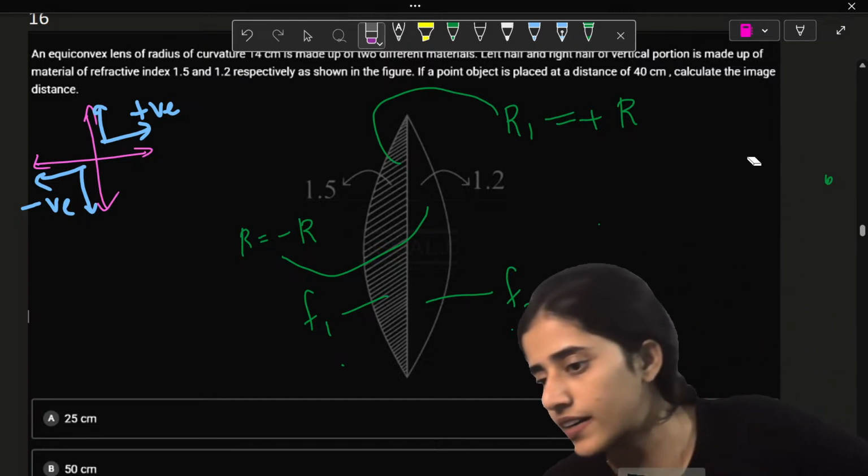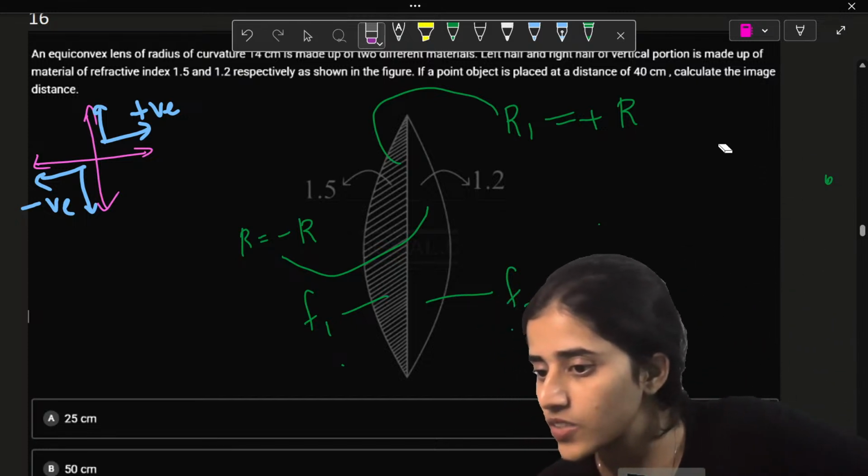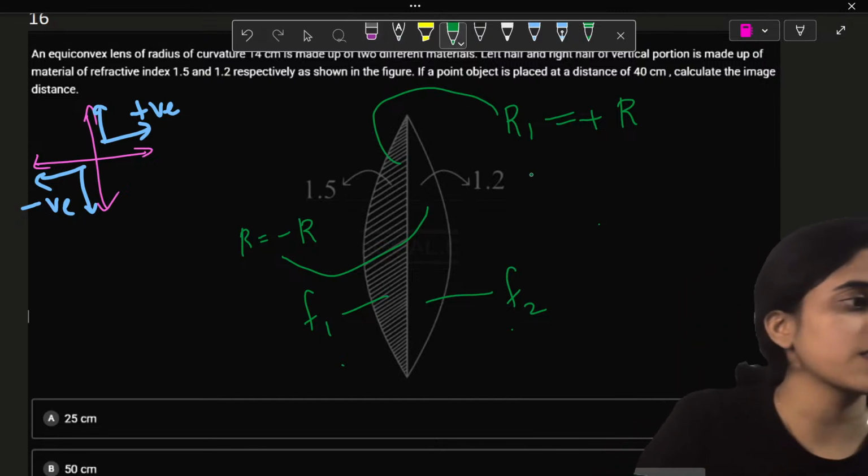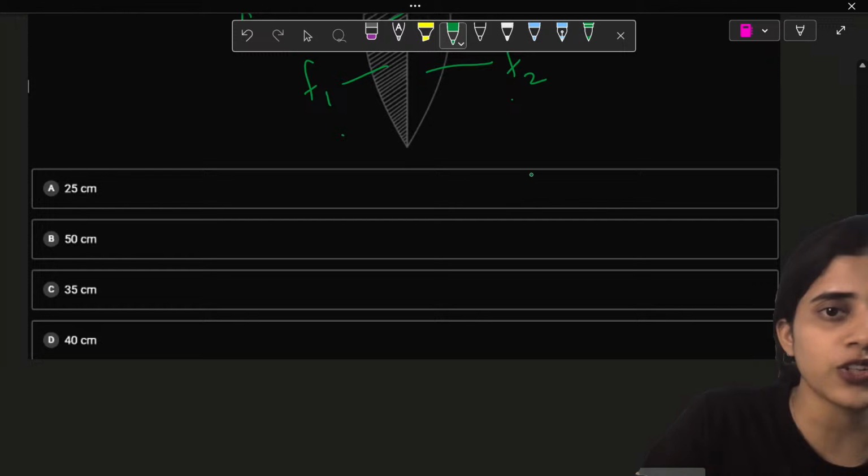I told you I'm very bad at drawing, so please forgive me. You all want options? All of you already finished. Yeah, these are the options.